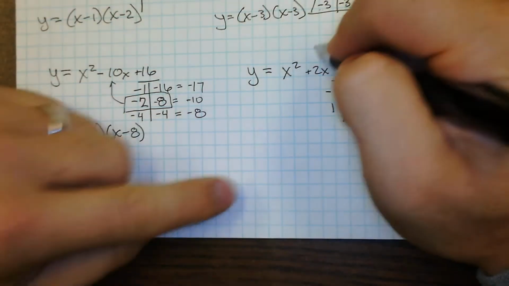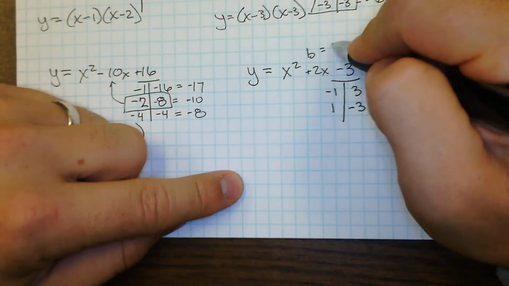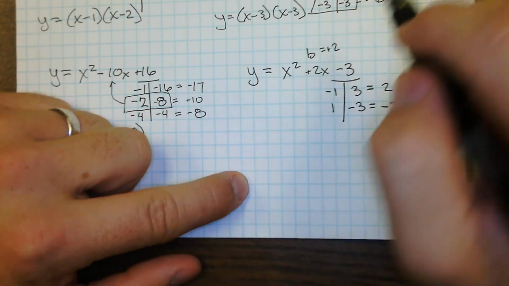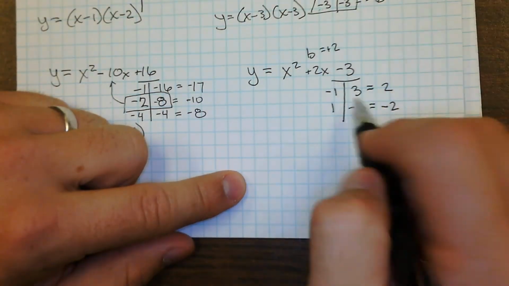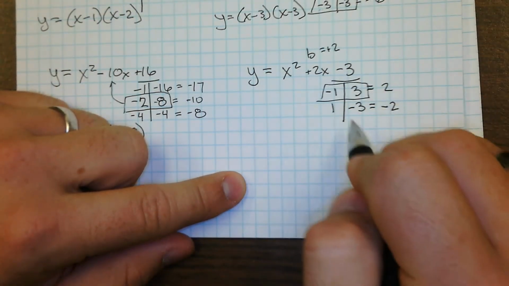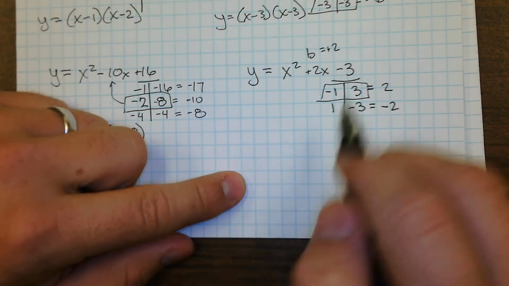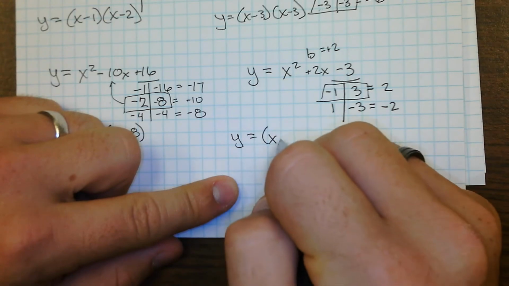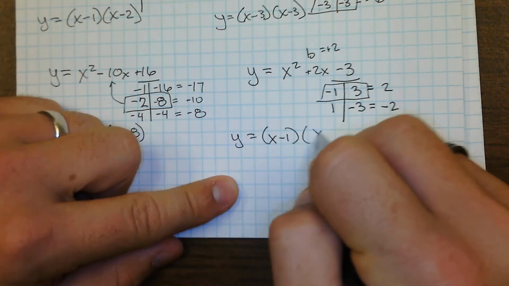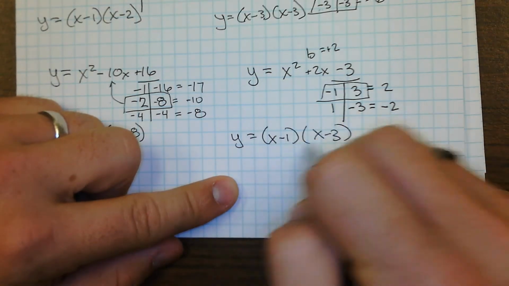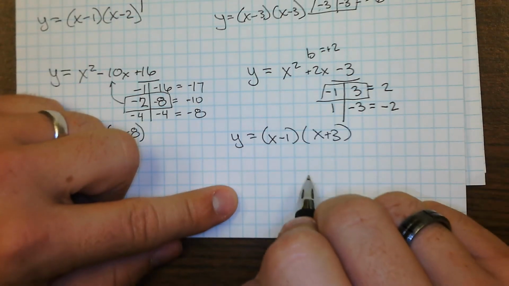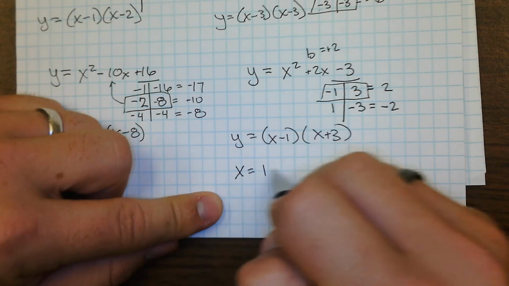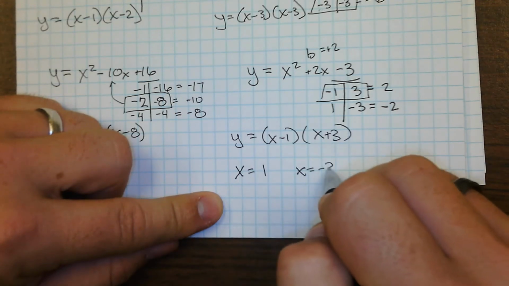Okay? Now, our b value here is a positive 2. So we're going to use the factors -1 and positive 3. So our equation will be y equals x minus 1 times x minus 3. I'm sorry, x plus 3. And the x-intercepts we get would be x equals 1 and x equals -3.